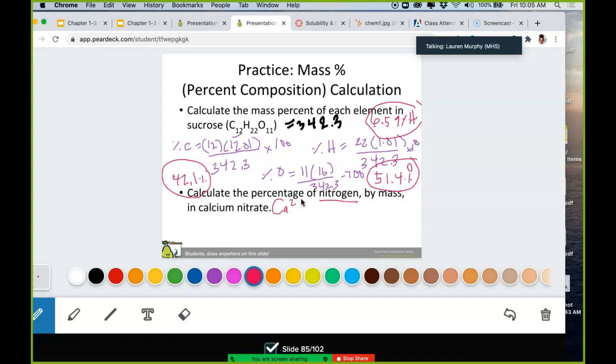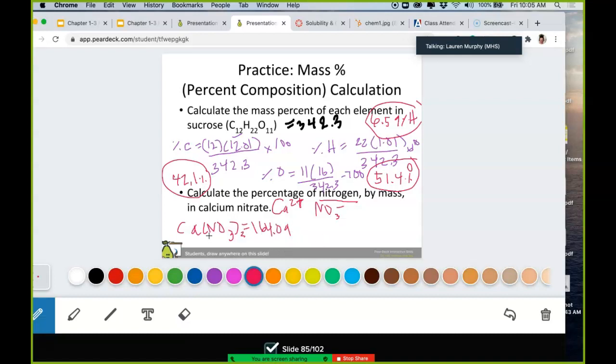So let's see, calcium is +2. Nitrate is -1. So I need 2 nitrates in my compound. So it looks like this. Okay. So there are 2 nitrogens in there. Well, you still have to calculate the entire molar mass of calcium nitrate. So go ahead and take a minute. So there's a calcium, there's 2 nitrogens, and there's 6 oxygens. I think it's like 164.09 grams per mole.